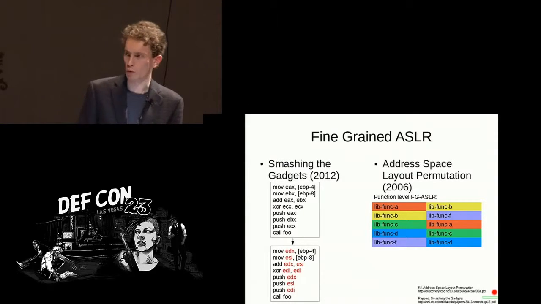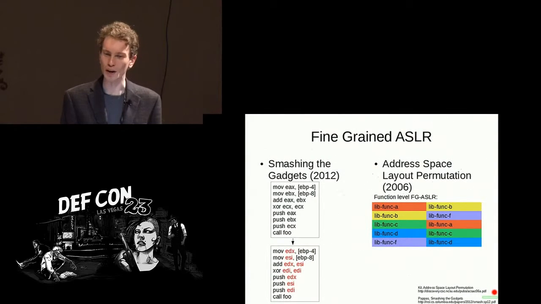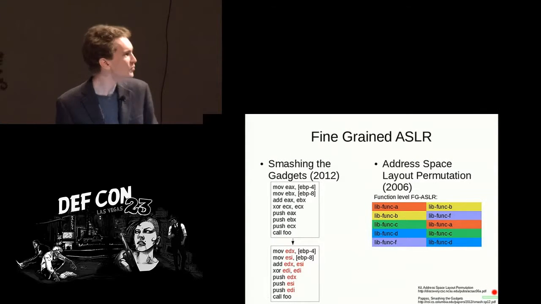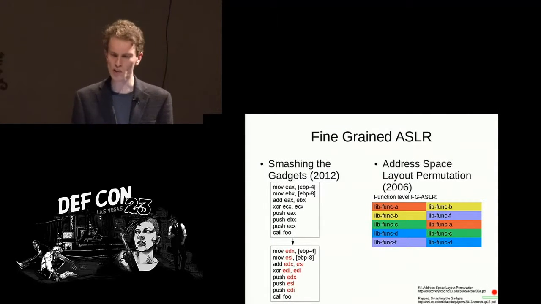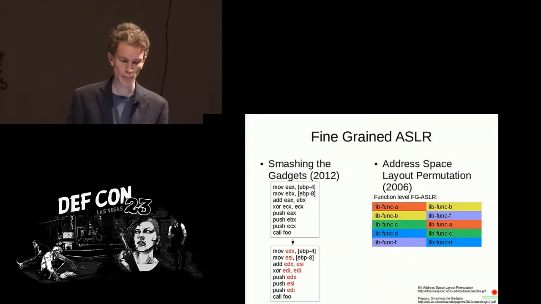So there were a couple of research papers that came out in the intervening five years which looked at more sophisticated means of further permuting the address space. One of them was called address space layout permutation, which basically said, okay, a little bit of randomness is good, so let's add even more randomness. Instead of just working at the level of a library, let's do this at the function level or the basic block level.